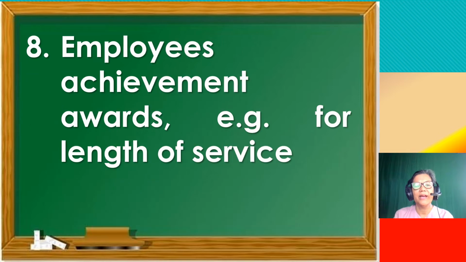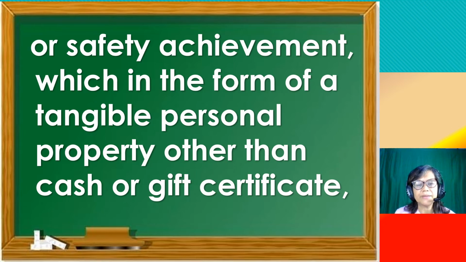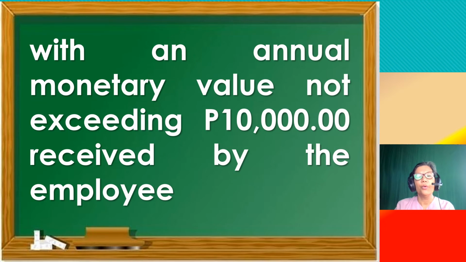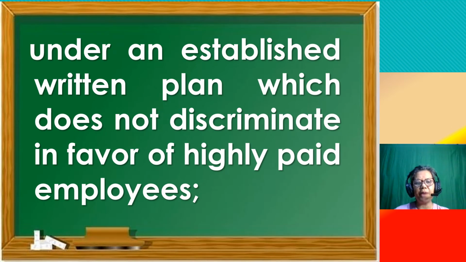Number 8, Employees Achievement Awards. Example for this is length of service or safety achievement, which is in the form of tangible personal property other than cash or gift certificate, with an annual monetary value not exceeding 10,000 pesos received by the employee under an established written plan which does not discriminate in favor of highly paid employees.